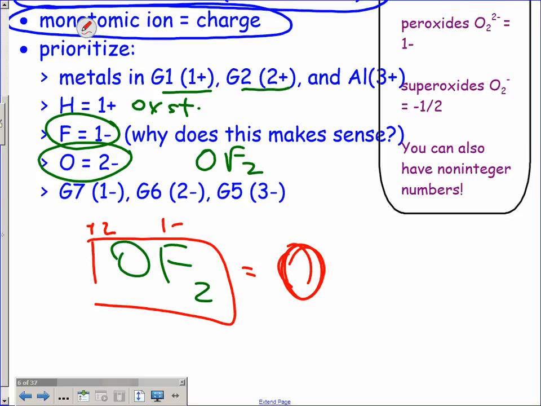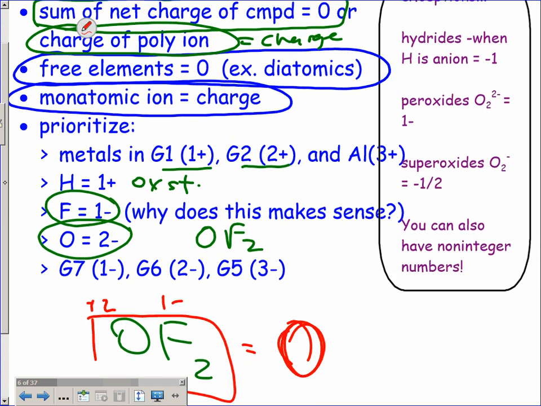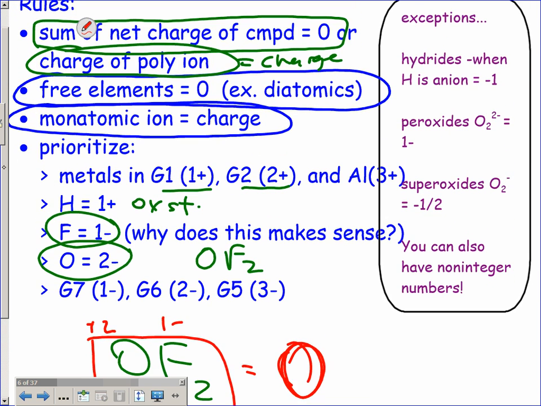So along the rules of exceptions, while I'm going over a couple, you can see them over here. Hydrides, which is where you have the H as an anion, H is on the back side, not the front side. It always gets a -1 as its oxidation state, or a 1-. You can see I'm already messing that up, but it doesn't matter.